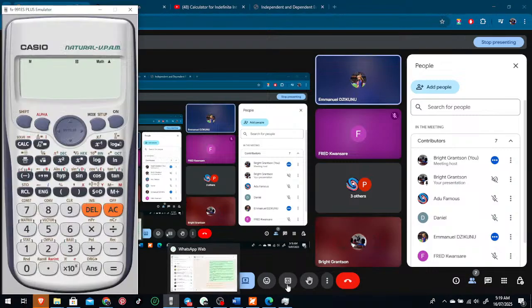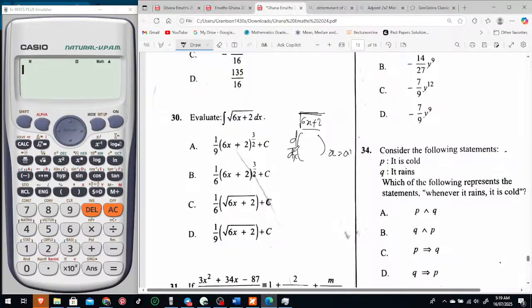My answer, because you did it manually: 1 over 9, open 6x plus 2, close brackets, to the power 3 over 2, plus c. So let's check with the calculator approach. With the calculator approach, we write a function, an integral function.